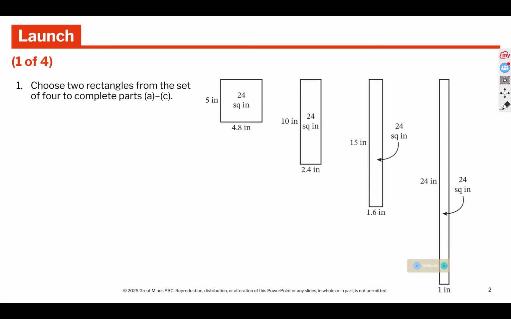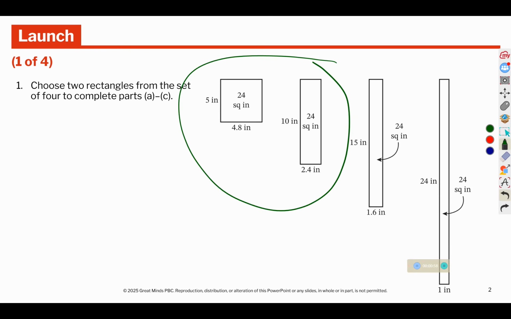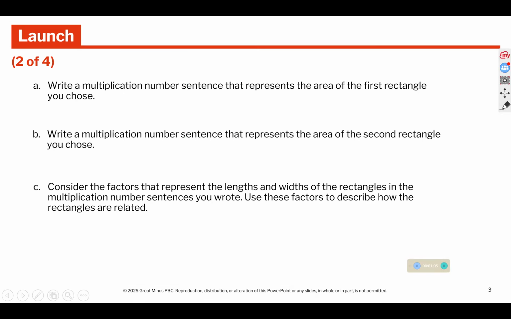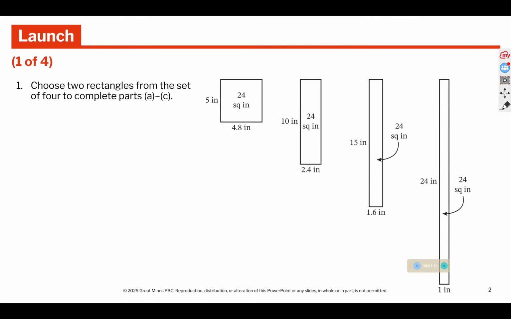For number 1, it says choose 2 rectangles from the set of 4 to complete parts A through C. So you're selecting 2 rectangles. I'm just going to work with the first 2. A says write a multiplication number sentence that represents the area of the first rectangle you chose.